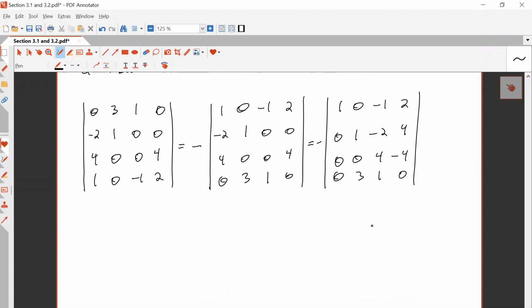Now I'm going to subtract 3 of row 1 from row 4. So that doesn't affect the determinant again. 0, 1, minus 2, 4, 0, 0, 4, minus 4, 0, 3 minus 3 is 0, 1 plus 6 is 7, and then 0 minus 12 is minus 12.